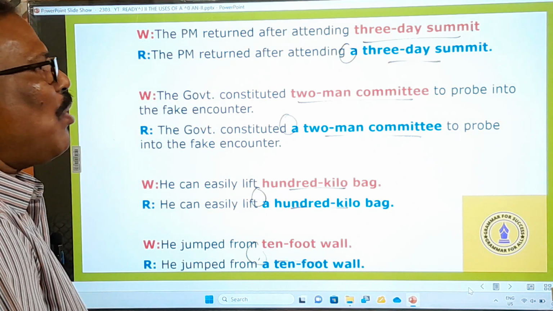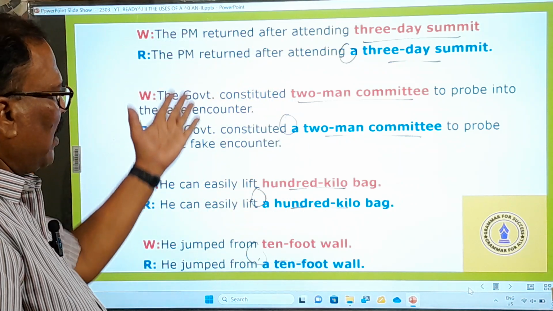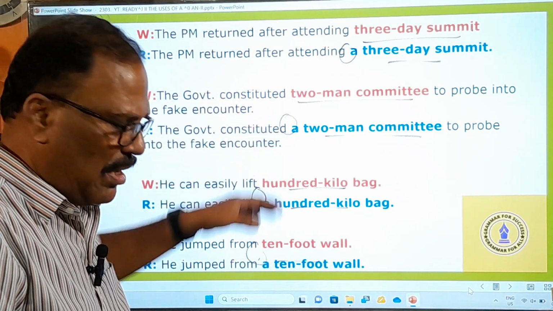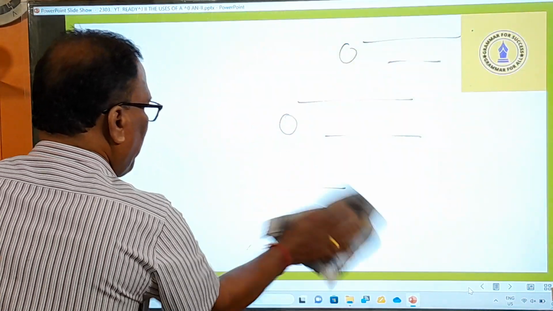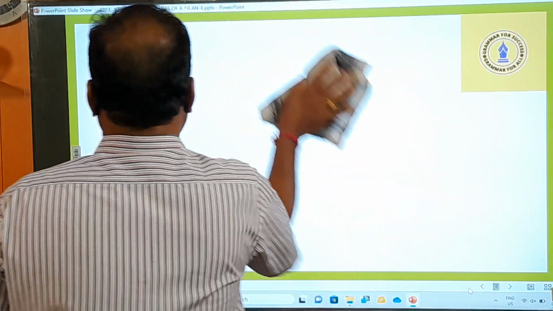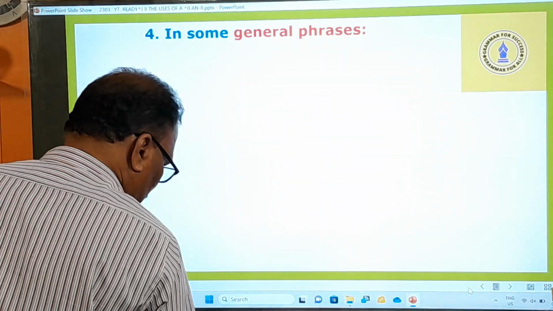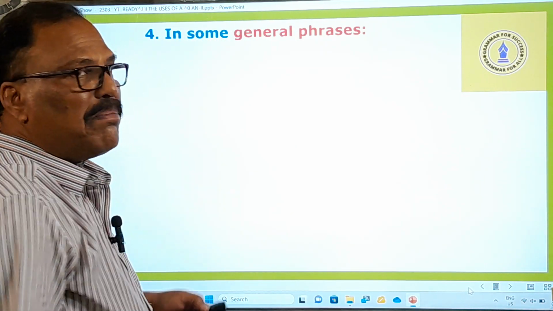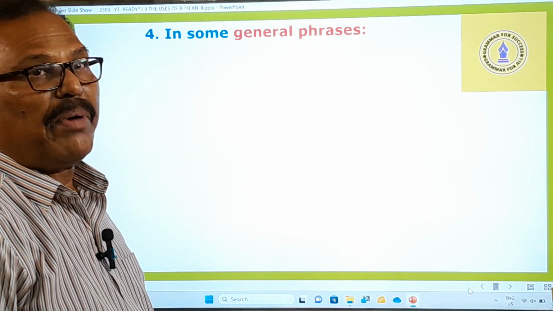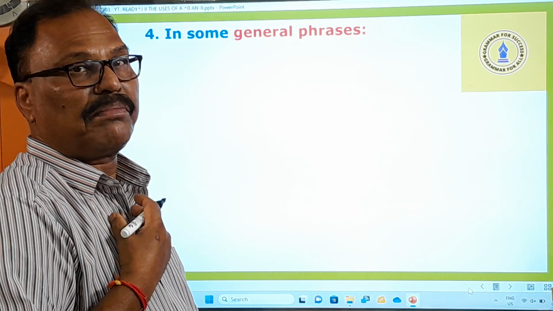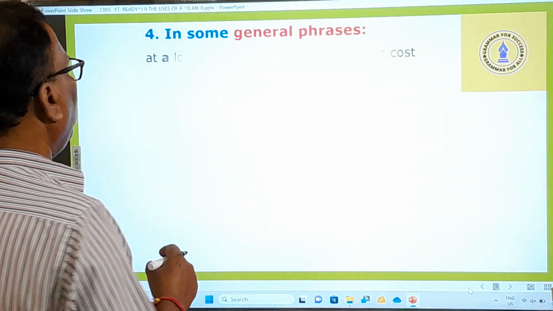So in this way, how the questions in the examination will be given and how you have to correct them, you have learned in this slide. Now let's go to the next important aspect: some general phrases. It's a must for you. Everybody should memorize them, learn them by heart. What are the general phrases?